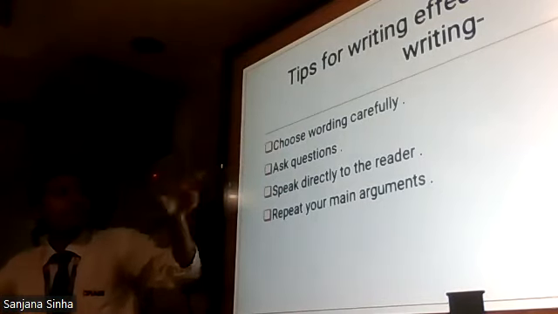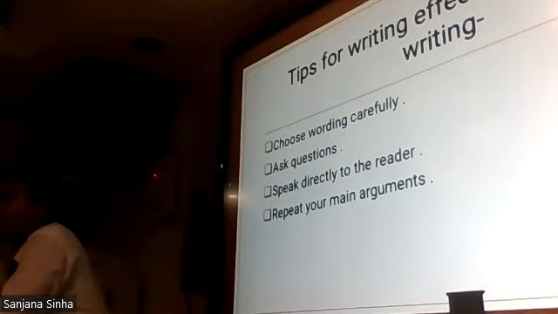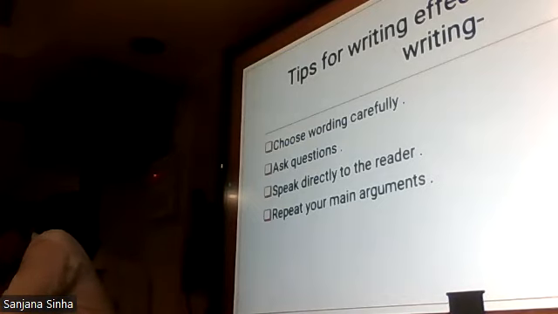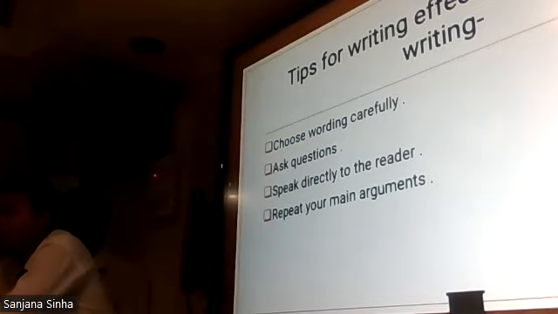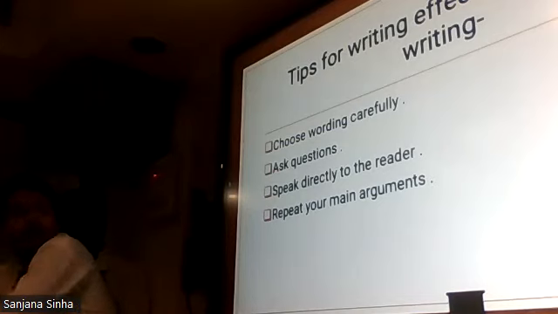Choose wording carefully. Since you are trying to convince and align whatever you are thinking with your reader, wordplay plays an important and crucial role here, because according to your sentences, according to the types of phrases you are using, in the same way you are building the relationship with your readers.